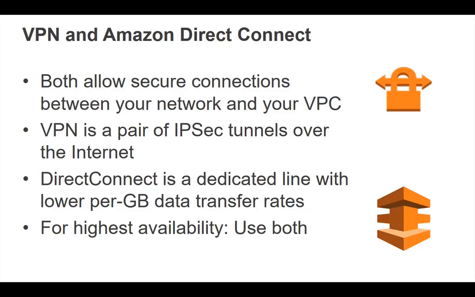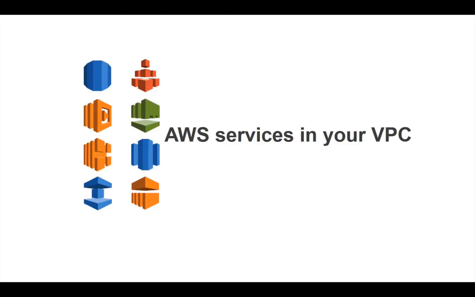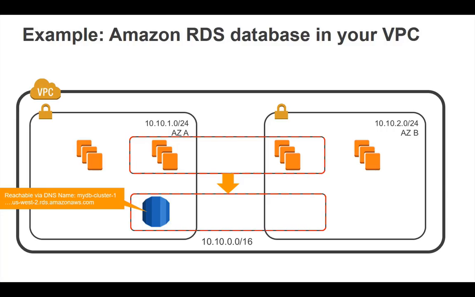Yeah, because the public internet can be a little flaky. If you have Direct Connect, it's a lot more stable, and it allows you to transmit a consistent amount of data. And finally, let's just talk about how the VPC interacts with the rest of the services within AWS.